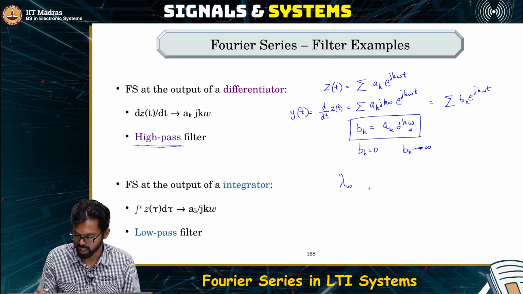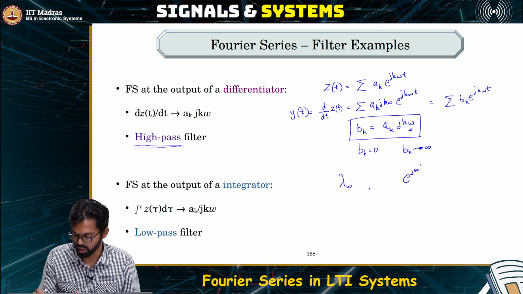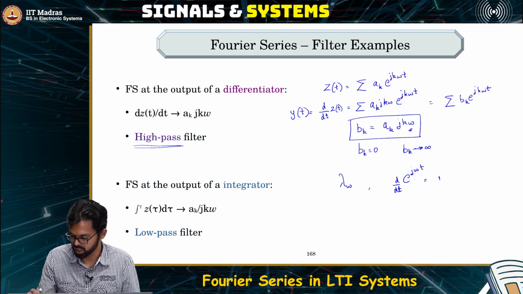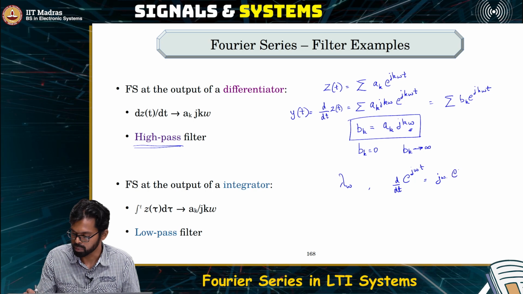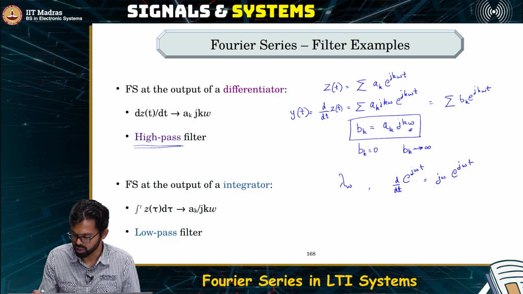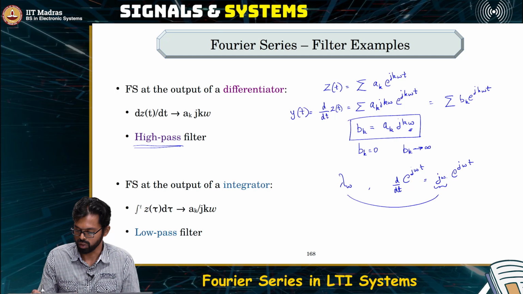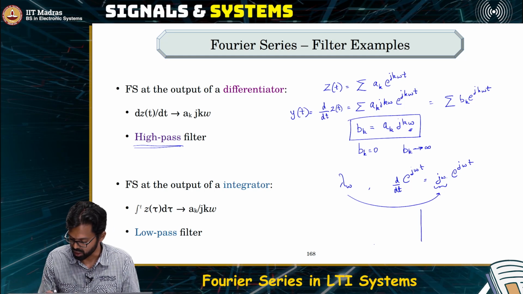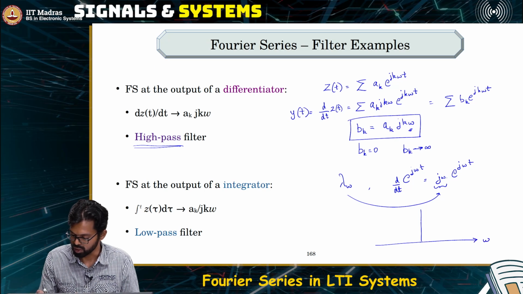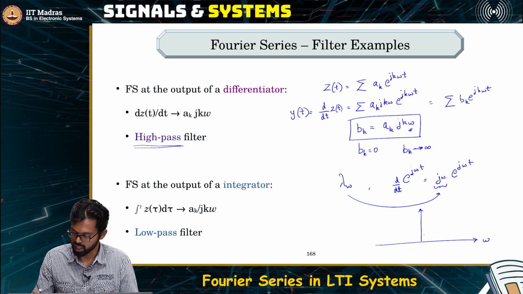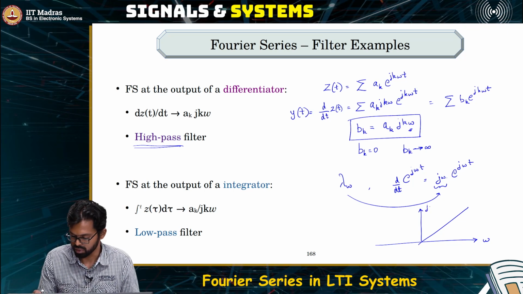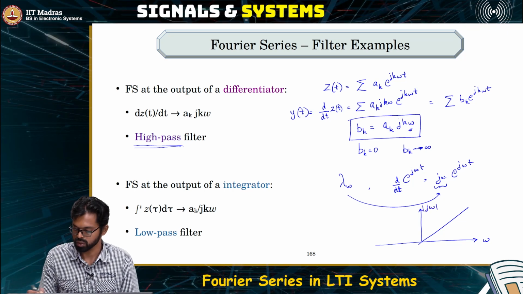We know that for the input e power j omega t, the output is going to be its derivative, which is j omega times e power j omega t. So this is our eigenvalue. So we have found out the eigenvalue. So if we plot this eigenvalue, how does it look like? It looks something like this, right? Of course, we are going to plot the magnitude here.